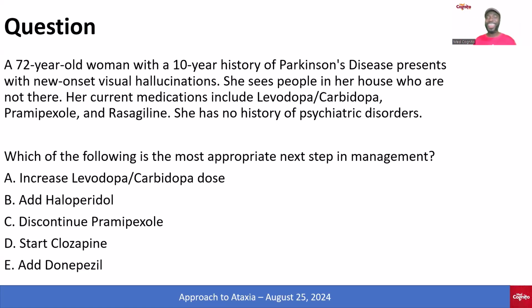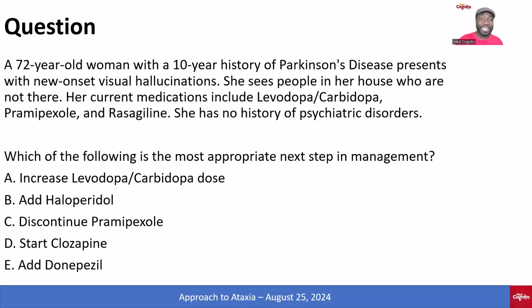Beautiful. Okay. So it's a 10-year history of Parkinson's, and visual hallucinations onset, people who are not there. Her current medications include levodopa, carbidopa. No history of psychiatric disease. The most appropriate next step in the management. Clozapine. Oh, you're going to start clozapine. Okay. So she's going for D.